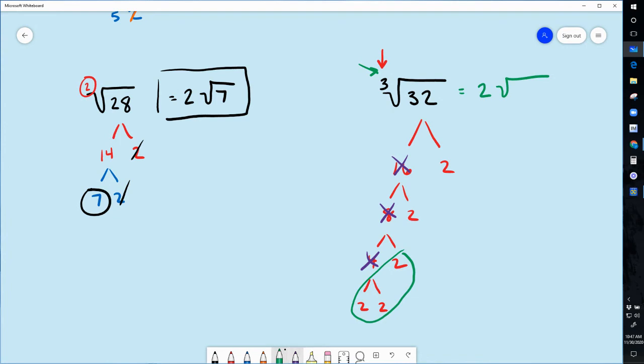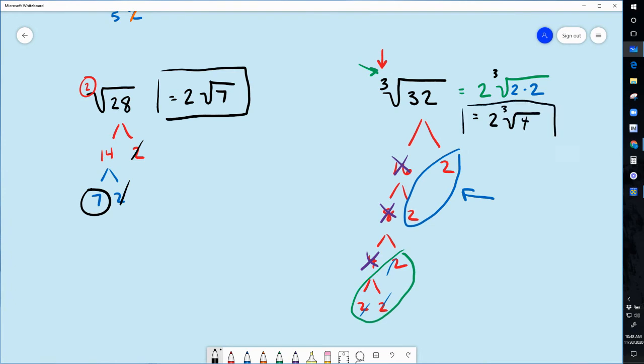And then everything else that doesn't have a group of 3, which is these two, I cross those off. These two will go on the inside, and you always multiply. If you have more than one thing, whether it goes outside or inside, you always multiply. So I have a 2 times 2 on the inside from both of these 2's. Final answer, this is a cube root, by the way, 2 cube roots of 4. That was the final answer for that one.